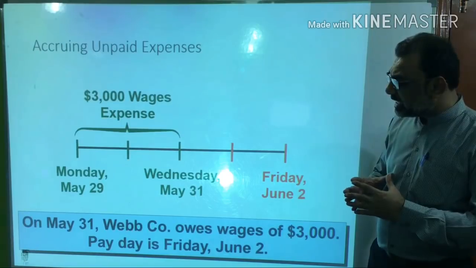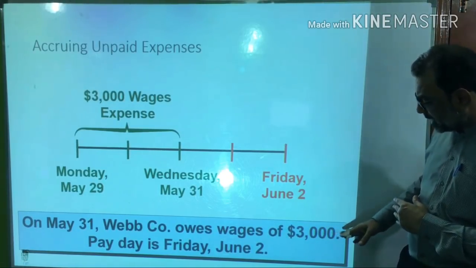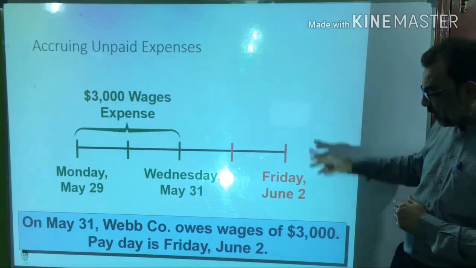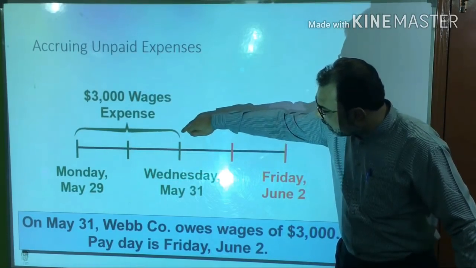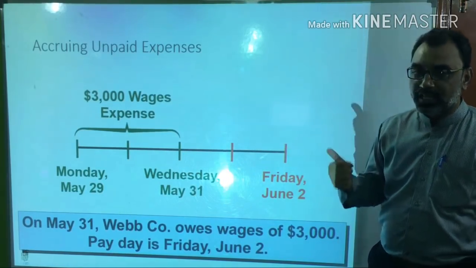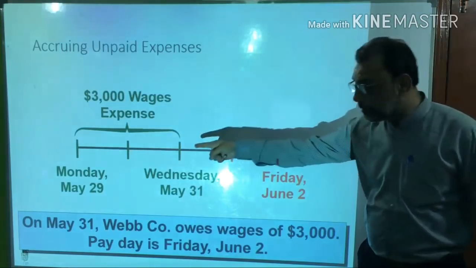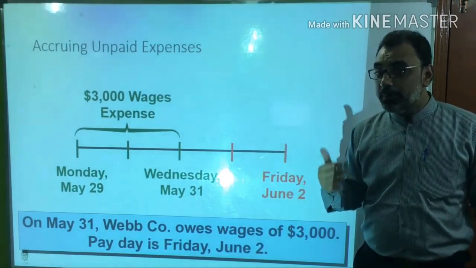Let's suppose, on Monday 29 to Wednesday 31st. So on May 31st, VATCO owes wages of 3,000. Payday is Friday, June 2. So if they are going to close their accounts on 31st of May, 3,000 is the amount of wages that is incurred in that prior period, but the amount has not been paid.